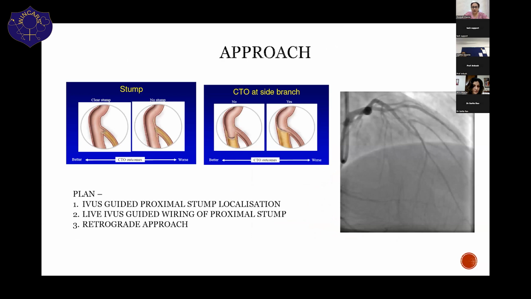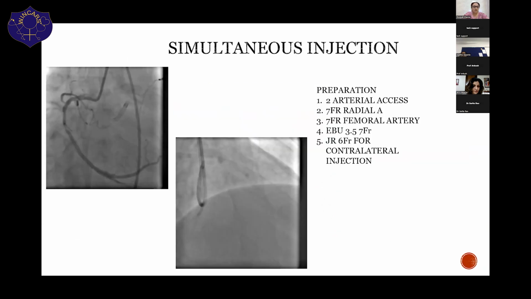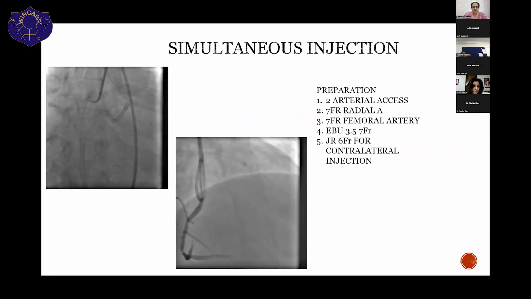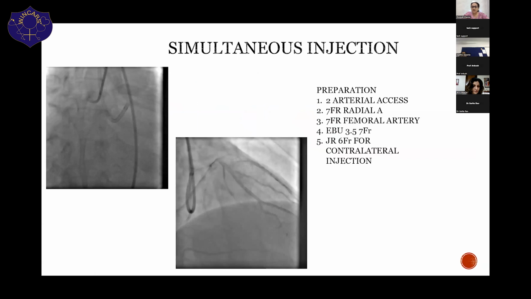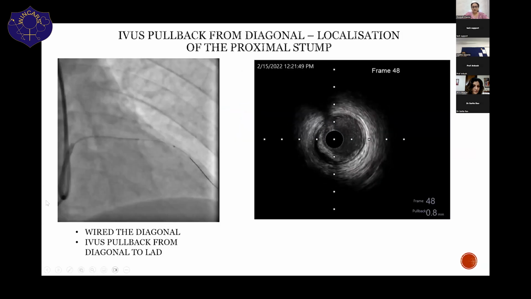Since this was a big branch, we proceeded ahead with IVUS guided proximal stump localization, followed by a live IVUS firing in this case. Two axes were taken to see the contralateral injection, and it was a 7 French EBU guiding catheter. We parked the IVUS catheter in the LAD, in the diagonal, and took the pullback.